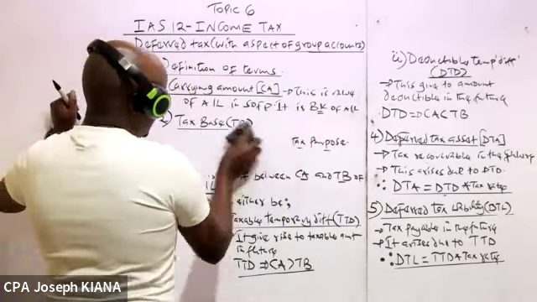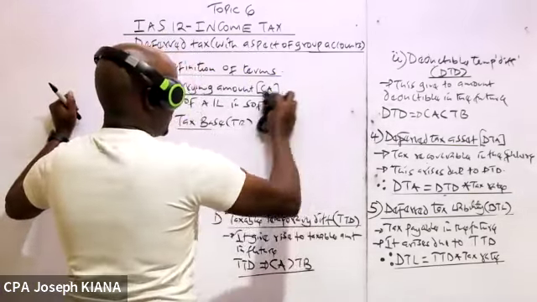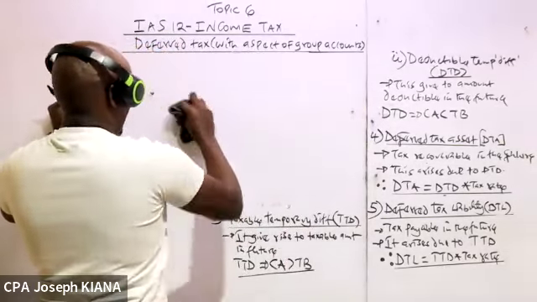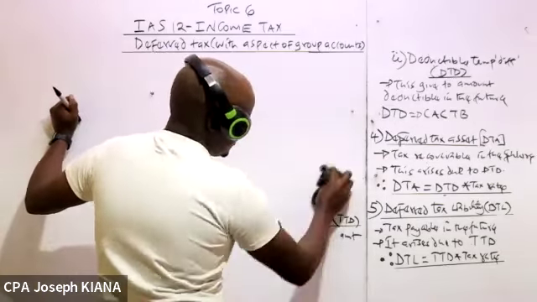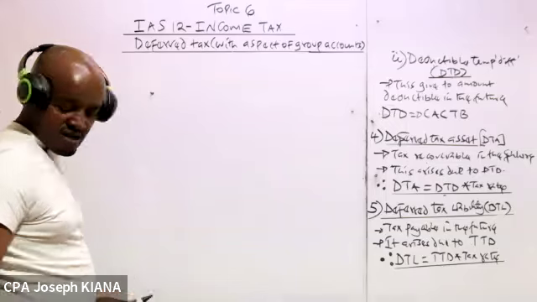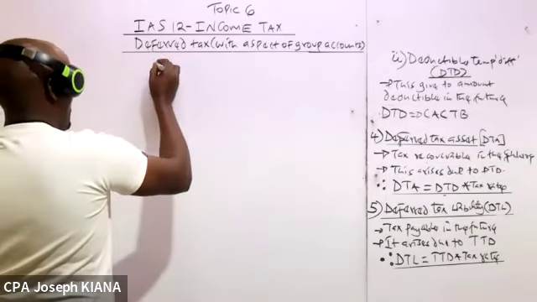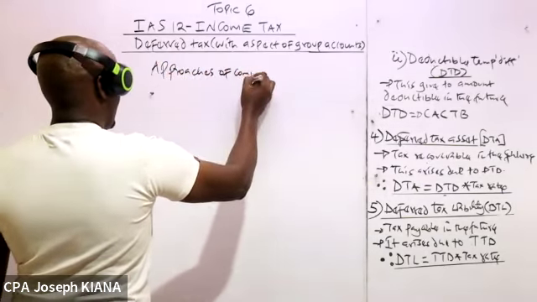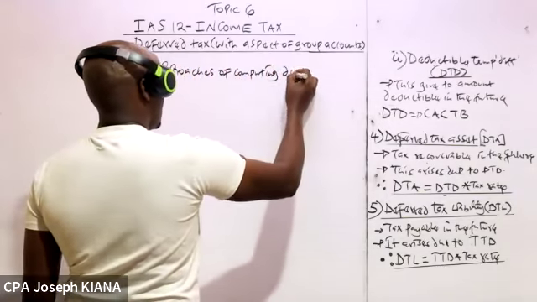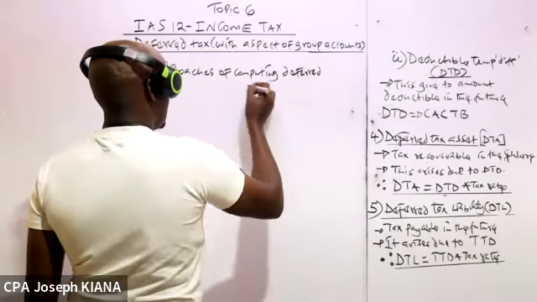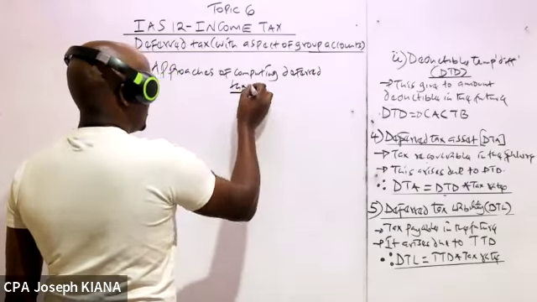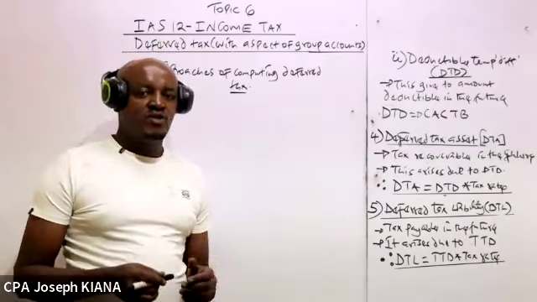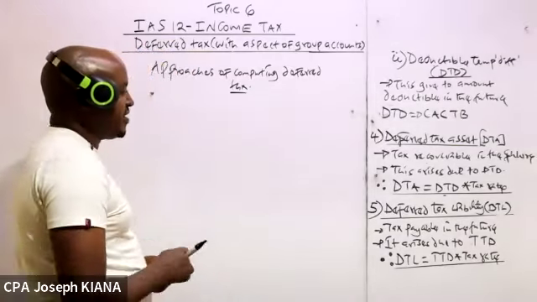Next, I want us to look at the various approaches which can be used by companies in the determination of deferred taxes. So let's look at the approaches of computing deferred tax. In this case, we have two approaches which a company can use to determine the amount of deferred tax, that is, either a deferred tax asset or a deferred tax liability.